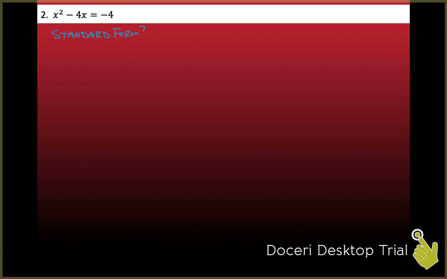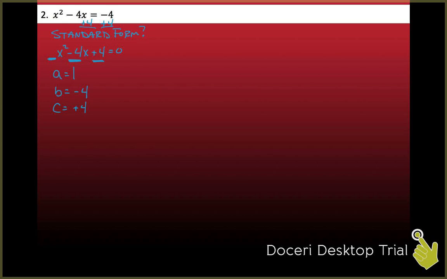And you should say to yourself, no, sir, that is not in standard form. So we want to go ahead and get it in standard form by adding 4 to both sides. So we will now have x squared minus 4x plus 4 equals 0. A thing of beauty. Now we want to know what is A, what is B, and what is C. A in this case is what's in front here, a 1. B is a negative 4, and C is a positive 4.